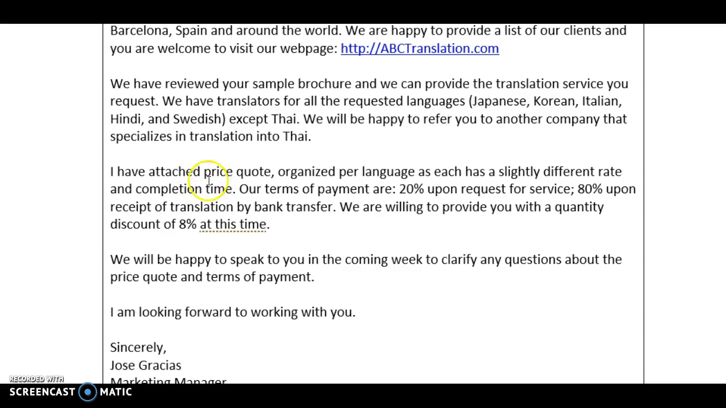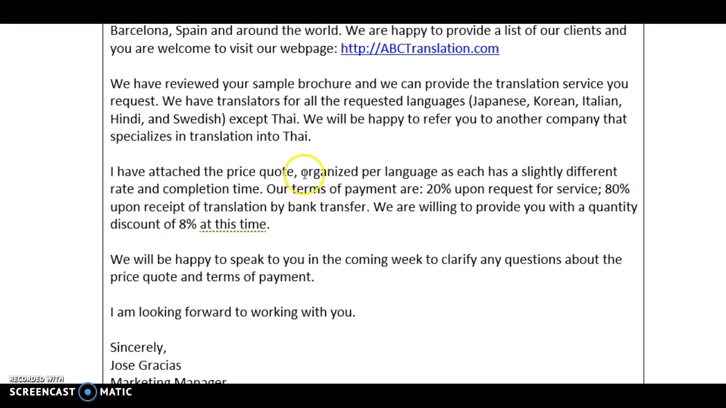I have attached the price quote. I have attached, you see? Every time we go over, we find something. The price quote, organized per language, as each has a slightly different rate and completion time. Our terms of payment are 20% upon request for service, 80% upon receipt of translation, by bank transfer. We are willing to provide you with a quantity discount of 8% at this time. Now this tells the recipient, well, maybe it'll go up in the future.